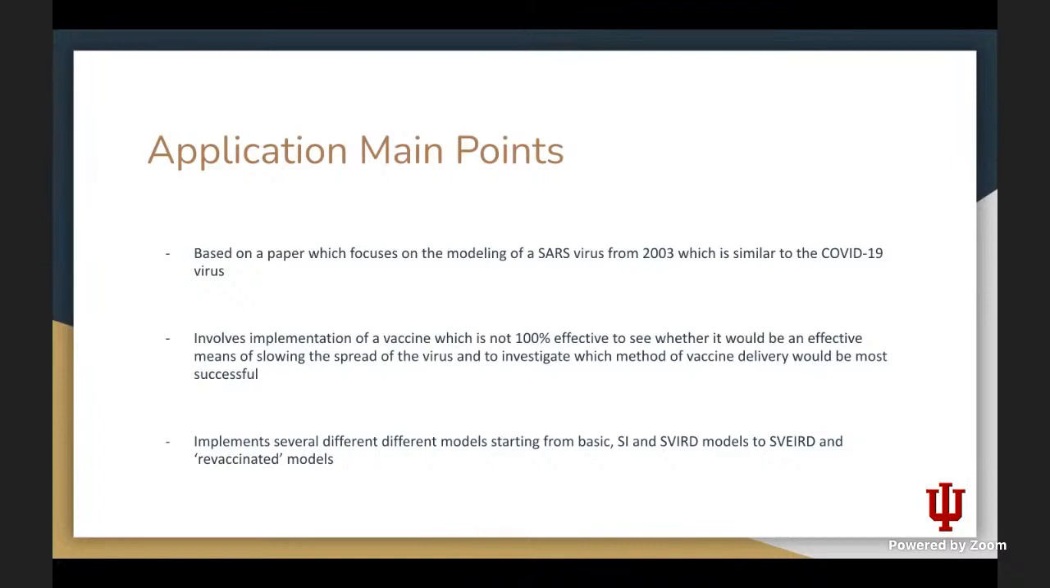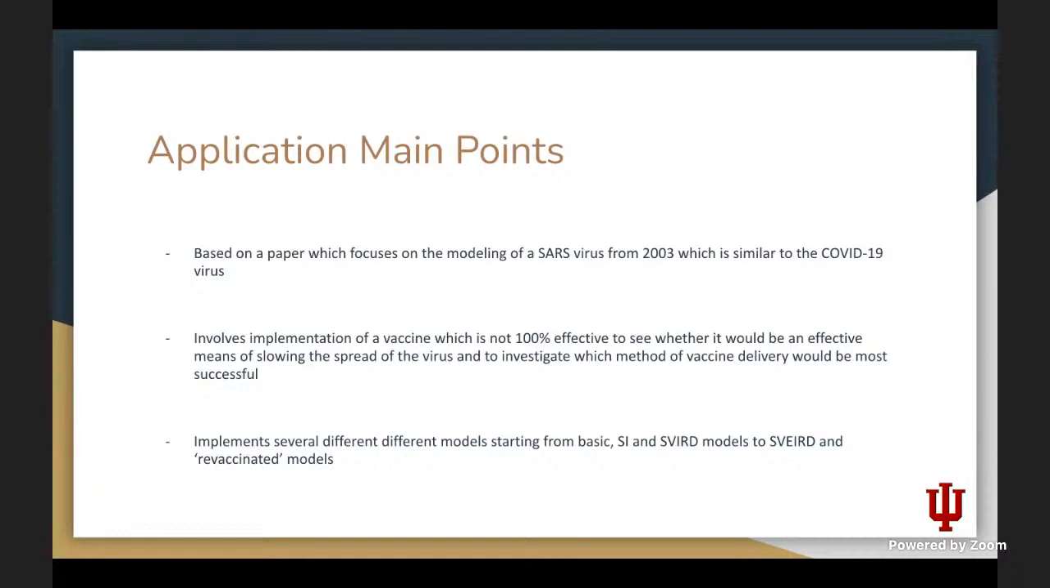The actual application involves the implementation of a vaccine which is not 100% effective, and it basically investigates whether a vaccine such as this would be an actual good means of slowing the spread of a virus in a real-world scenario. It also looks to investigate which method of vaccine delivery would be the most successful.